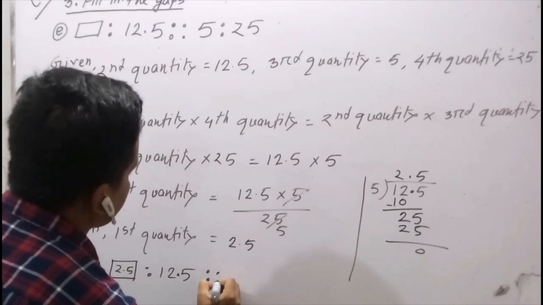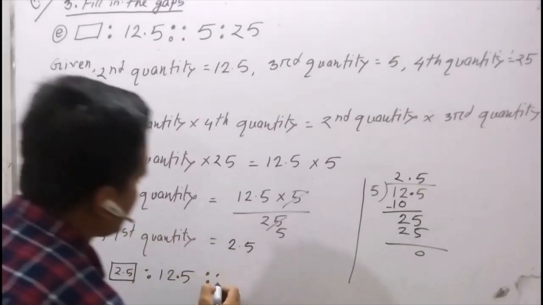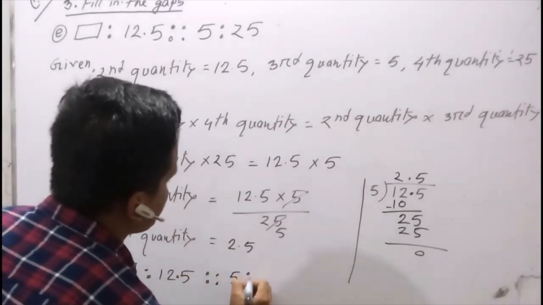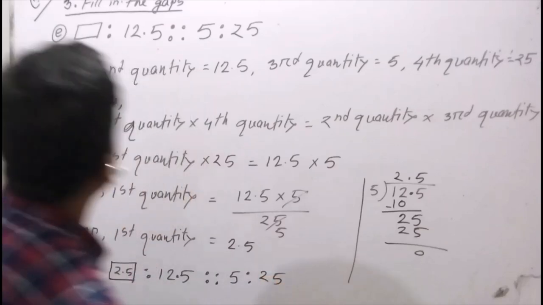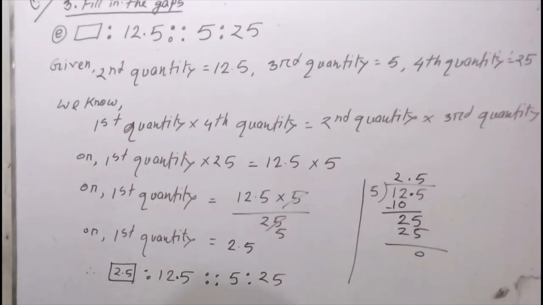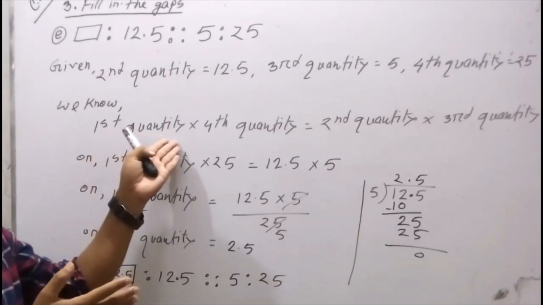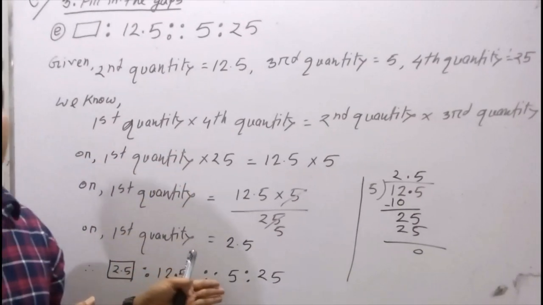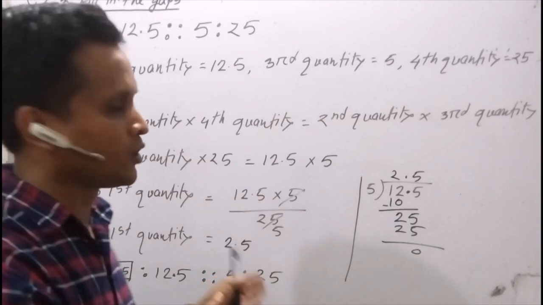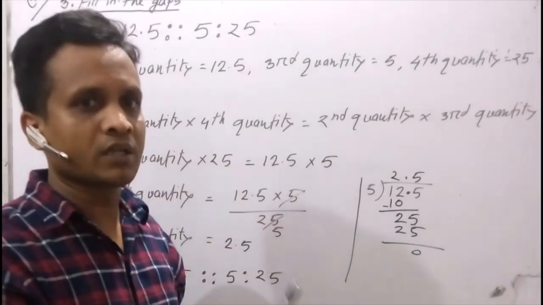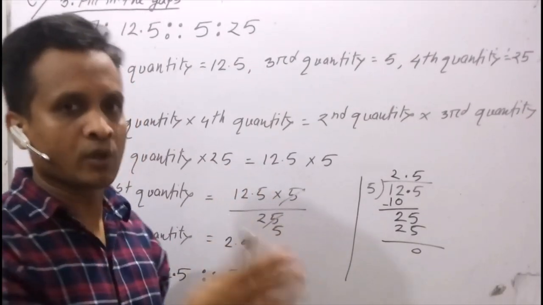So therefore we can write 2.5 is to 12.5 proportion 5 is to 25. So today's number 3 maths is the same way like this. By this system we can solve this one. I hope this one is easy for you, right? With only one statement you can solve all types of maths of number 3.